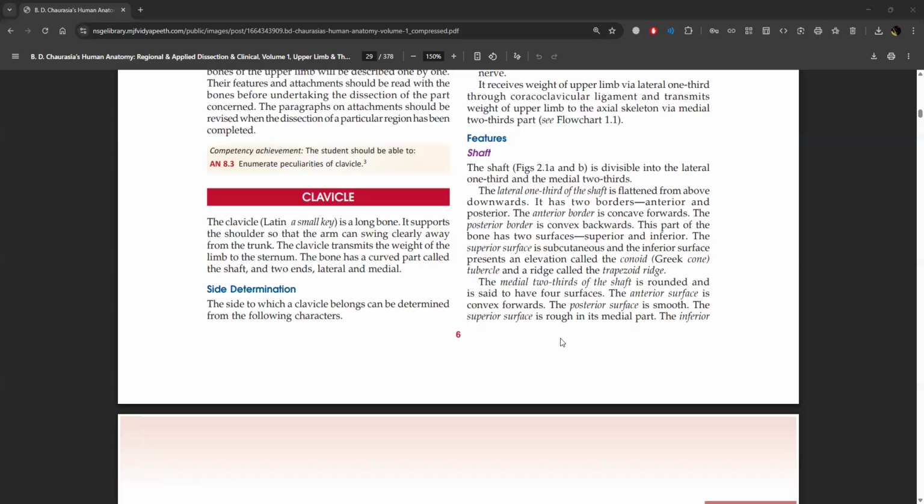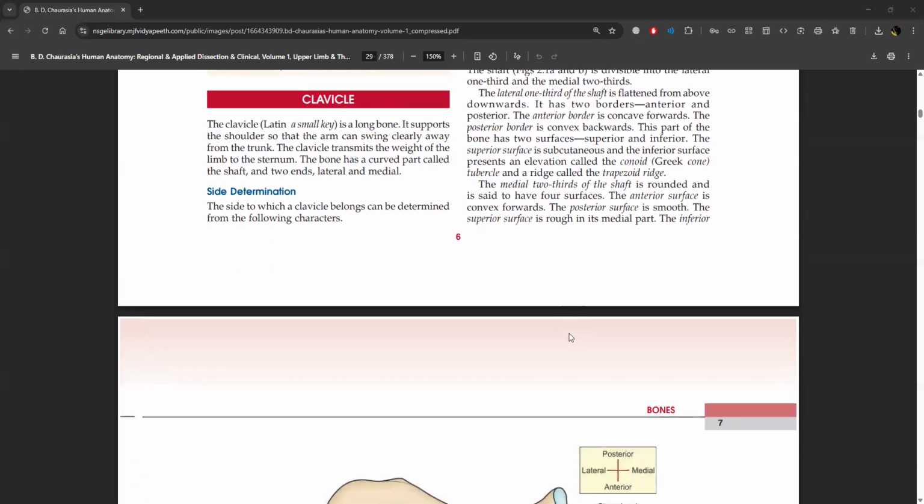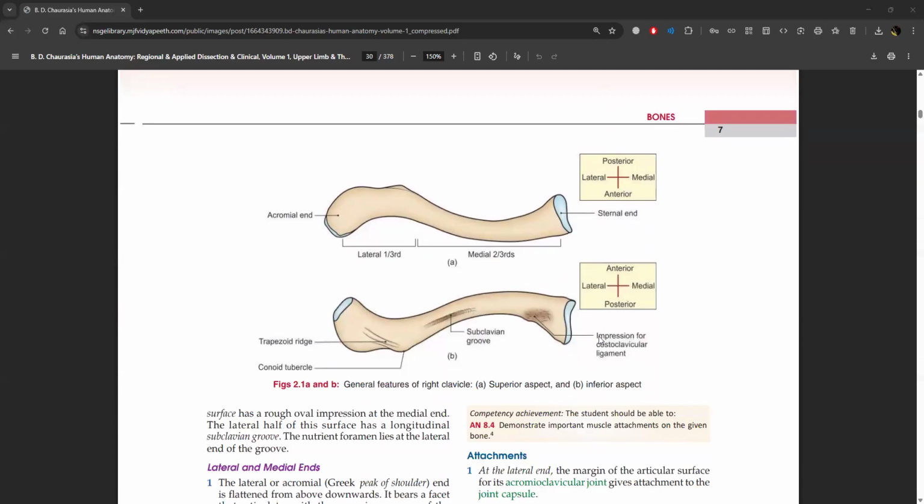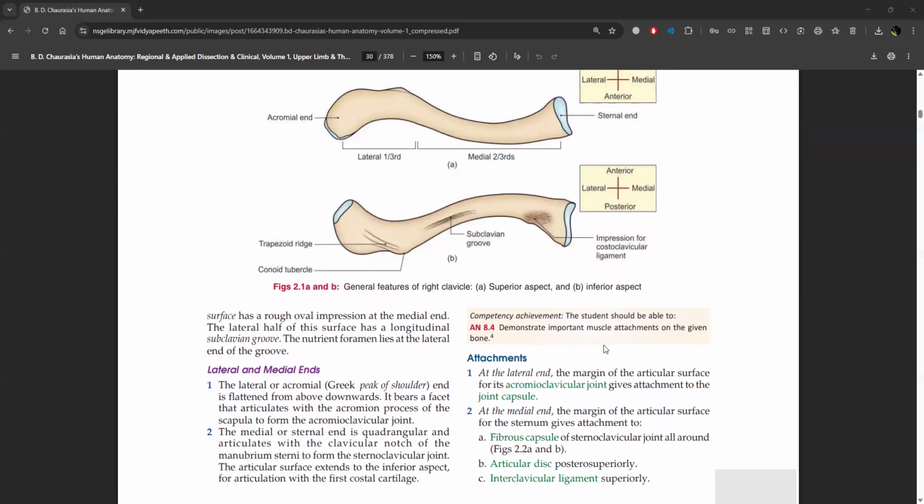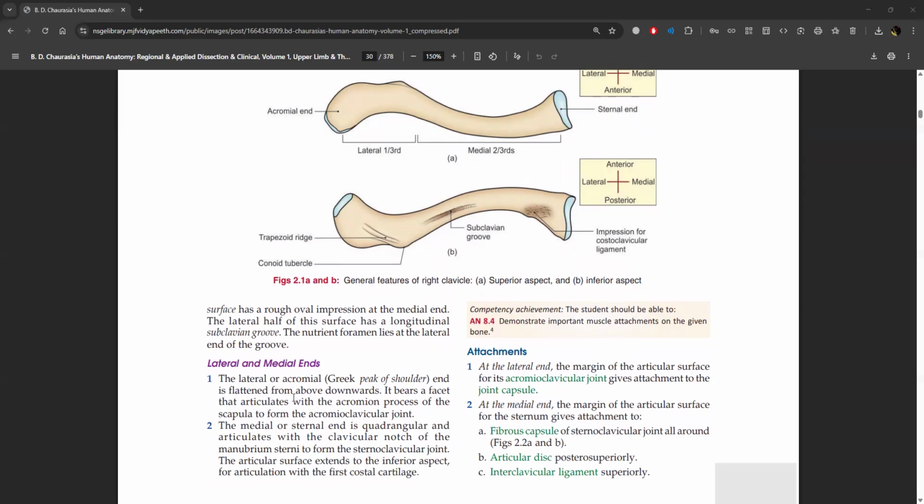The superior surface is subcutaneous and the inferior surface presents an elevation called the conoid tubercle, and a ridge called the trapezoid ridge. The medial 2/3 of the shaft is rounded and is said to have four surfaces. The anterior surface is convex forwards, the posterior surface is smooth, the superior surface is rough in its medial part, the inferior surface has a rough oval impression at the medial end. The lateral half of this surface has a longitudinal subclavian groove. The nutrient foramen lies at the lateral end of the groove.